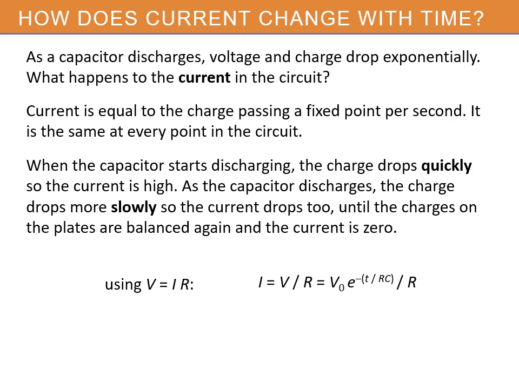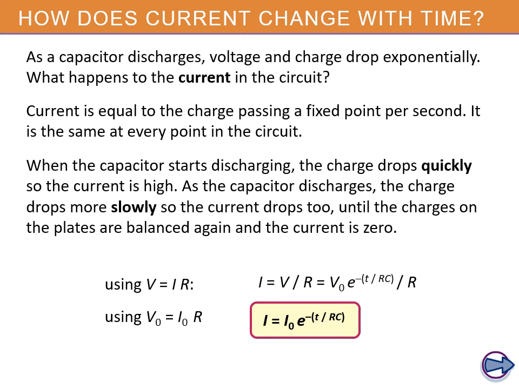Similarly, by using the equation V equals IR and the equation V equals V naught e to the power minus t over RC, you can derive the relationship in terms of current: I equals I naught e to the power minus t over RC.